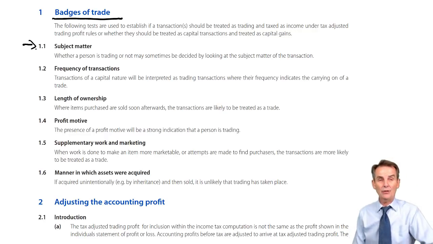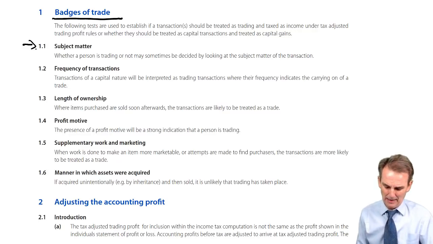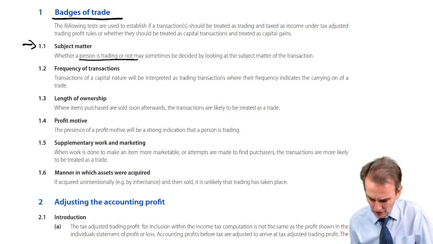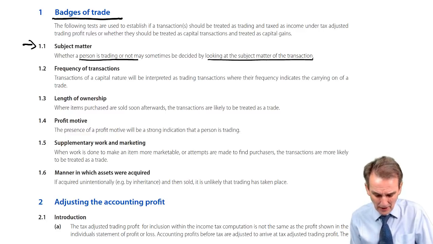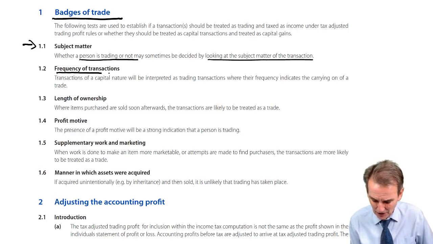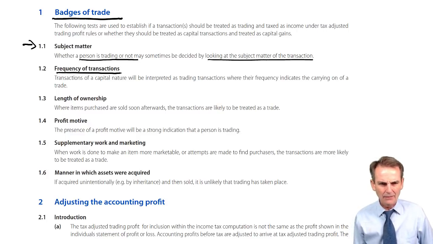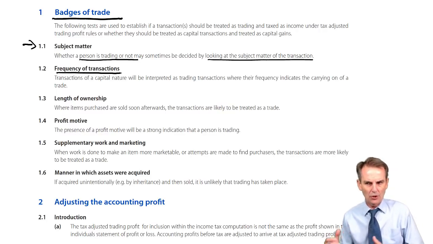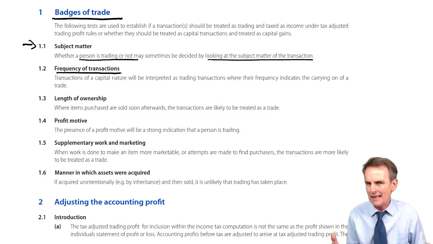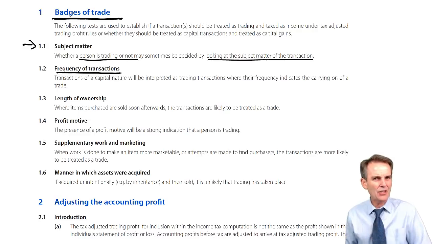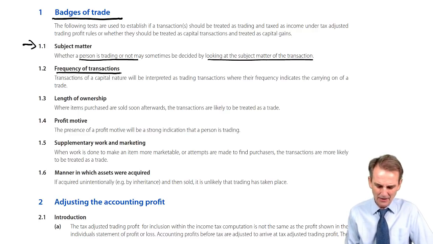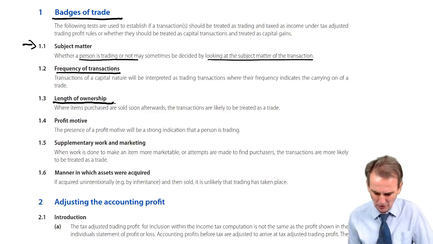The first test that we have, the first badge of trade, we look at the subject matter. Whether a person is trading or not can sometimes be seen by looking at the subject matter of the transaction. Now, that one I'll come back to in a second, because other ones might seem more obvious. Frequency of transactions. If you bought something 4 years ago and you sell it now, that would seem to be capital. That's not trading. If you bought something last week and you sell it this week, that seems rather more trading. And that's also length of ownership.